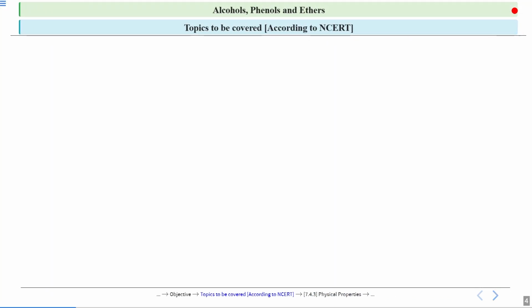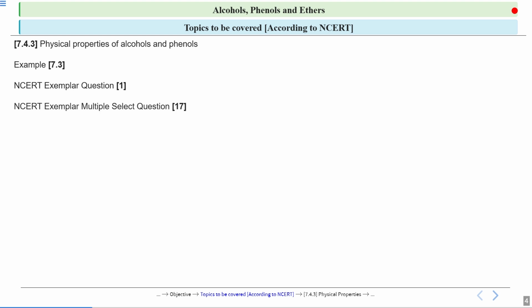Now for your reference, I have mapped the NCERT sections that I am going to cover today. So the section which I'll be covering is 7.4.3, that is physical properties of alcohols and phenols. And we will solve an example, that is 7.3. We'll solve one NCERT example question, that is question number 1.